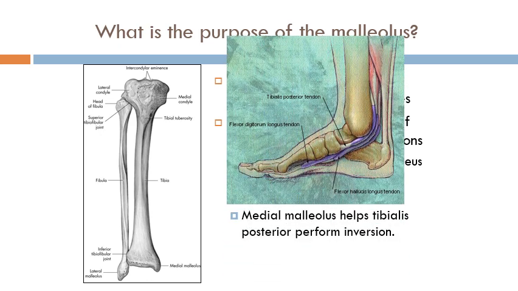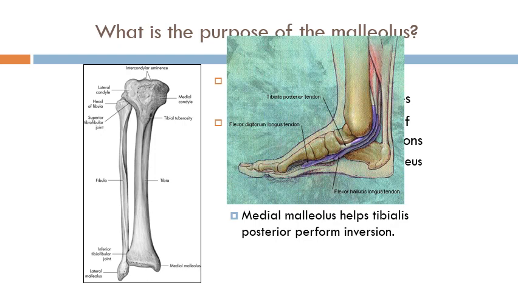Here you can see the medial view with the tibialis posterior. Here's your tibialis posterior tendon coming along here. If that malleolus wasn't there and that tendon just came down in this direction, it would be much more difficult for it to perform inversion. It may not even be able to do so. It would change the angle of pull of the tendon. That's why both the medial and lateral malleolus have such an important function beyond just being bony prominences.